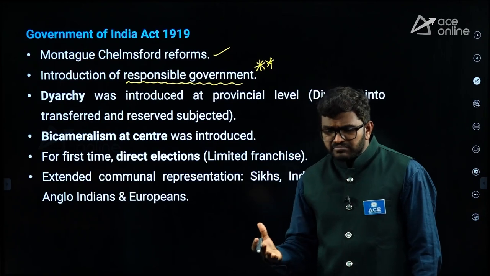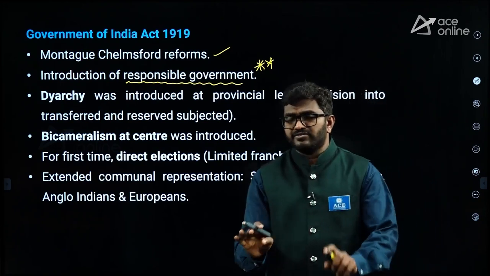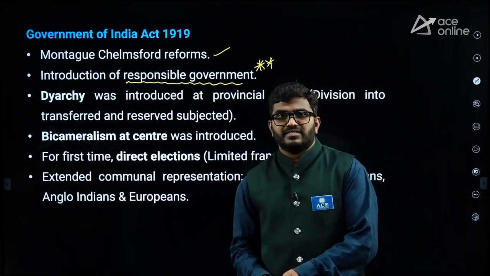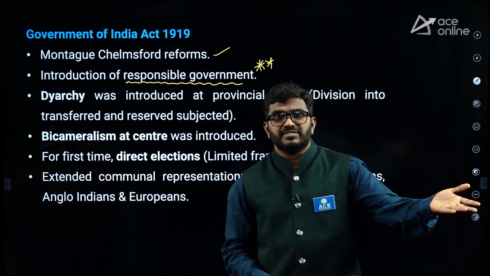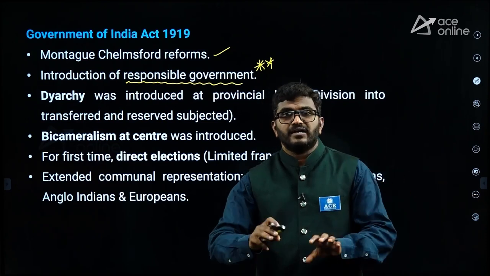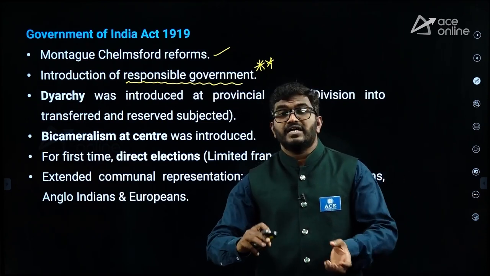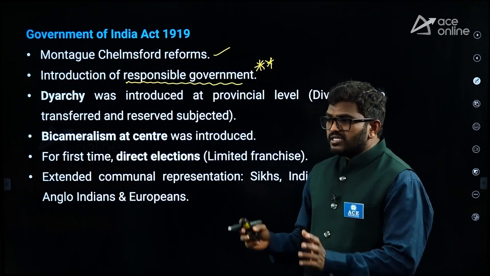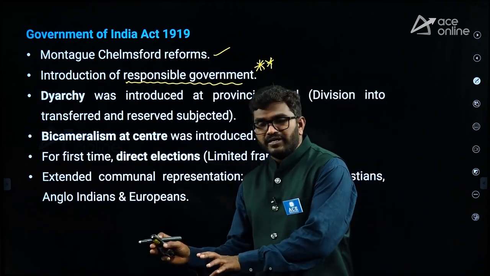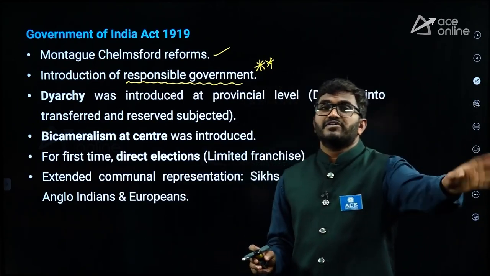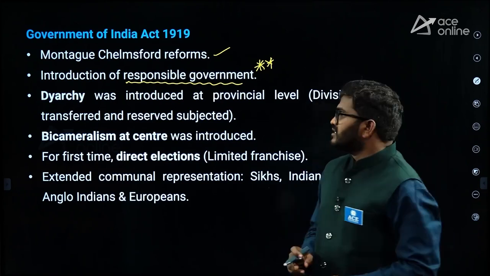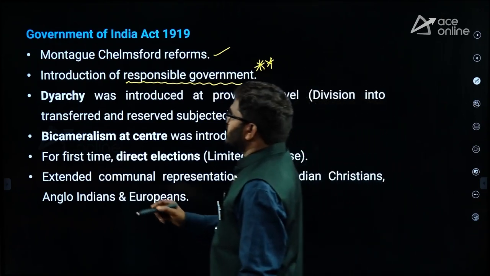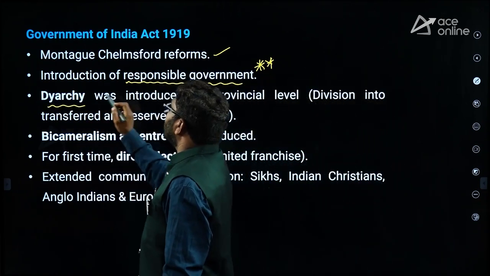Like you can say, education you can take nowadays. Education is a state subject. Defense is a central subject. Like that, the powers are divided, transferred and reserved. Reserved means some of the powers kept at the central level, some of the powers transferred to the provincial level, state level, like that. The Act was introduced actually in 1919.